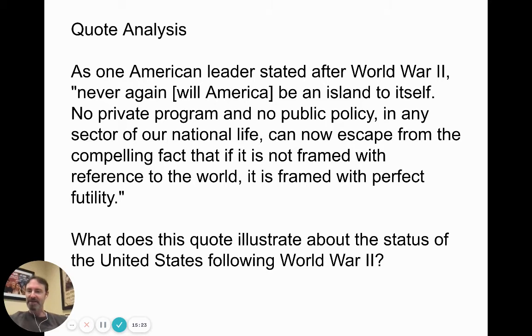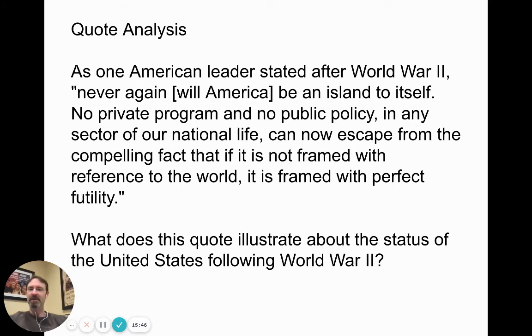And I like this quote. I actually found it in a course I took a few years ago. And guys, I want you to think, okay, what does this author, and it's an anonymous quote here, guys, for a reason. All right. But I want you to think, okay, what does this illustrate about how the United States is going to be different post-World War II? So look at what he or she says.